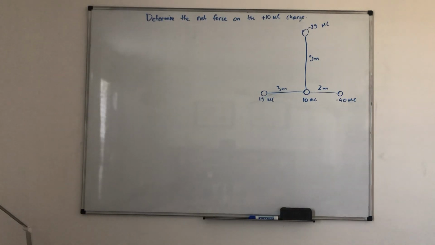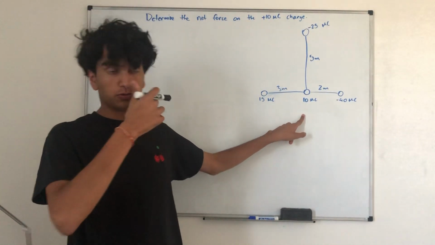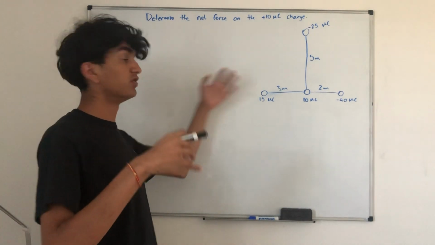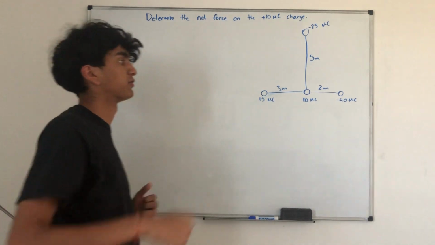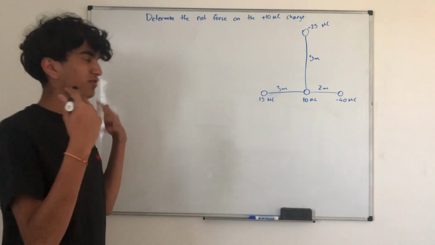This is problem 3 on page 41. Determine the net force on the 10 microcoulomb charge. So they give us all the 4 charges and the distances between the 10 microcoulomb and the rest of them. So how do we approach a problem like this?